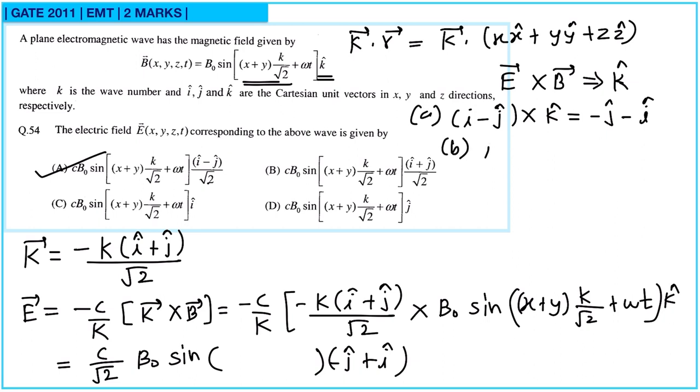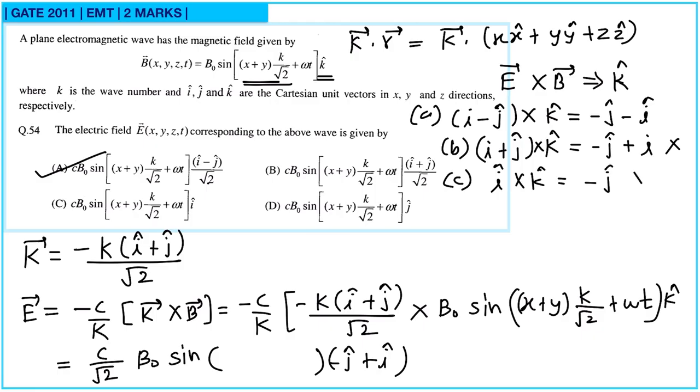So for option B, we have i cap plus j cap. So this will be E bar, direction of E bar cross k cap. So i cross k will be minus j, and j cross k will be plus i. So this is not following. For option C, we have i cap cross k cap, this will be minus of j. It is not correct. Then j cap cross k cap, this will be i. This is also not correct. So instead of solving, you can quickly go through the options as well.